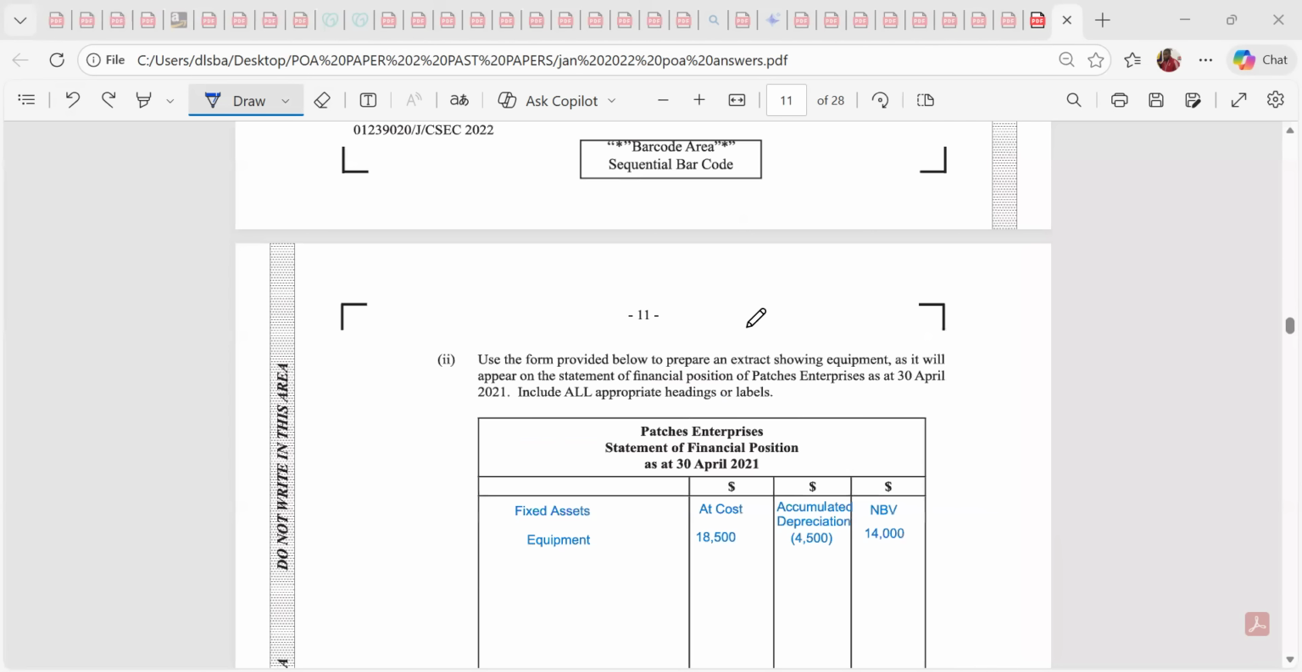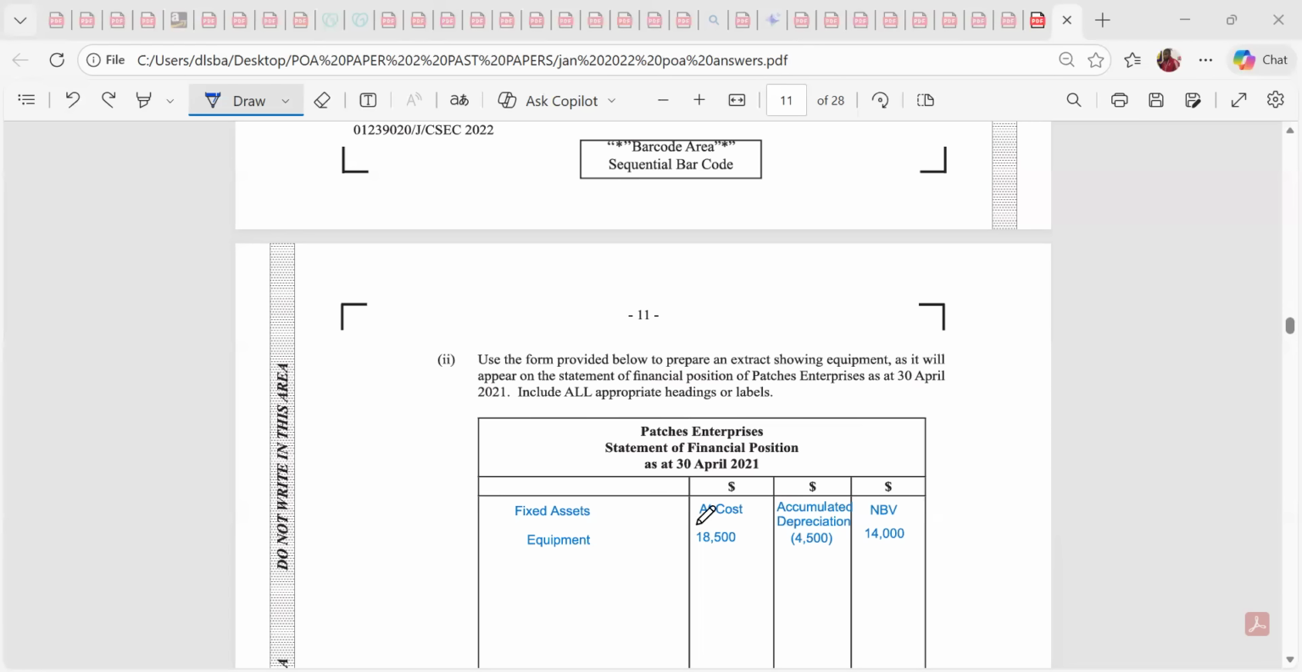Here now, they ask, use the information. Use the form provided below to prepare the extract showing equipment as it will appear in the statement of financial position for Patches as at the 30th of April 2021. Not 2020, 2021. So I put in my headings: fixed asset at cost, accumulated depreciation, net book value.